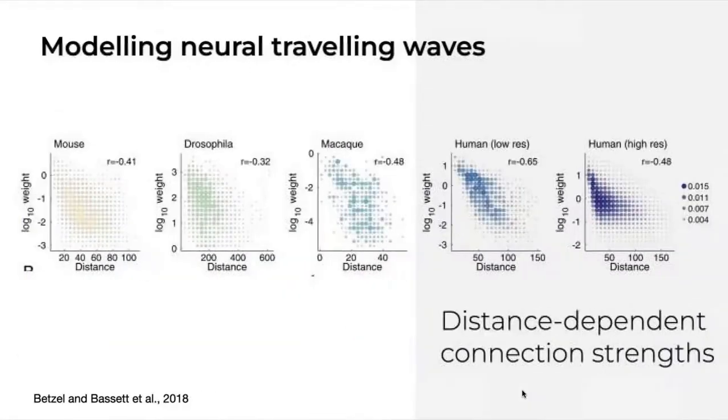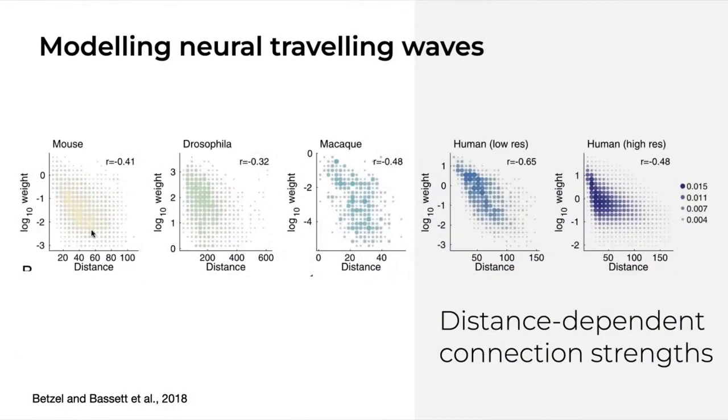Now, if we turn to biology, what we usually see is a distance-dependent connection strength, and this has been replicated throughout different species, for mouse, Drosophila, macaque, and humans, for example. And you see as the distance between neurons or brain regions is increased, the connection strength decreases. And not only does the connection strength decrease with distance, but also the connection probability. So the further two brain regions are apart, the less likely they are connected.